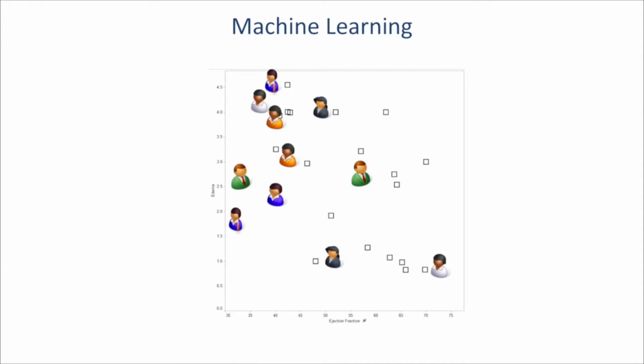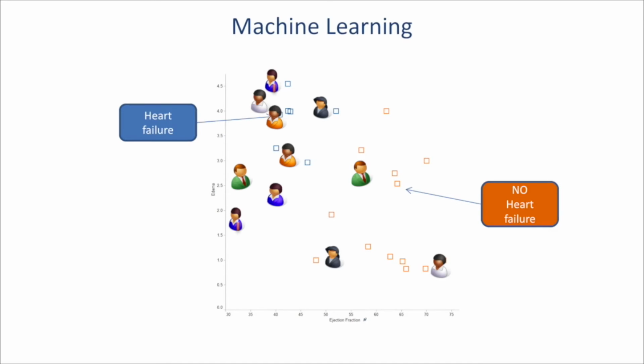Now, I made this up. I'm not a doctor. This is just kind of roughly what happens. But if we take our patients and we plot them on that graph, now we have them spread out, and we can label them whether they had heart failure or not heart failure.